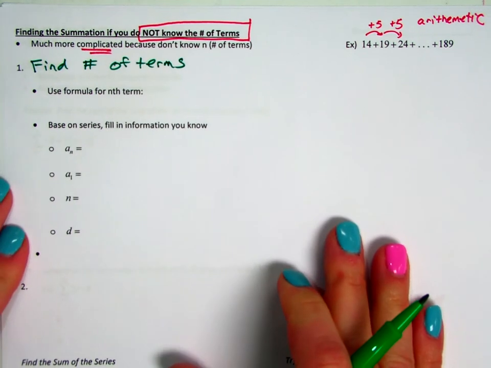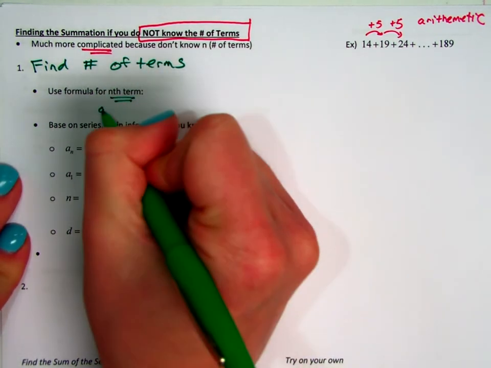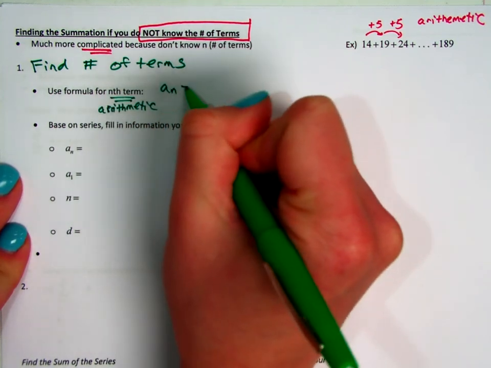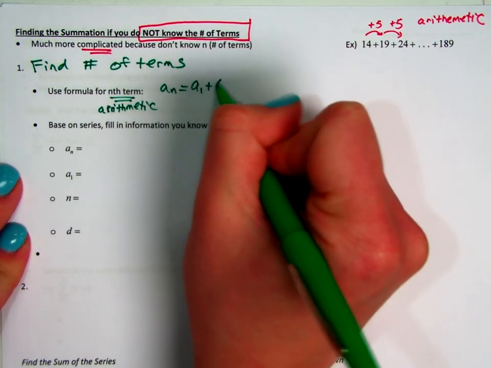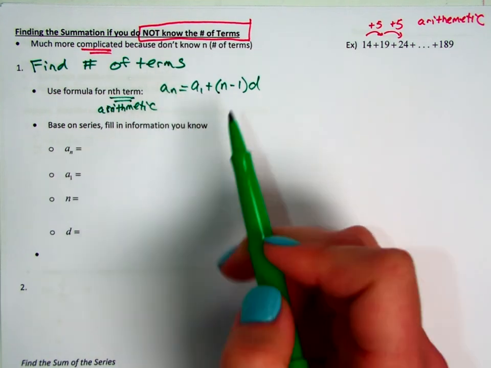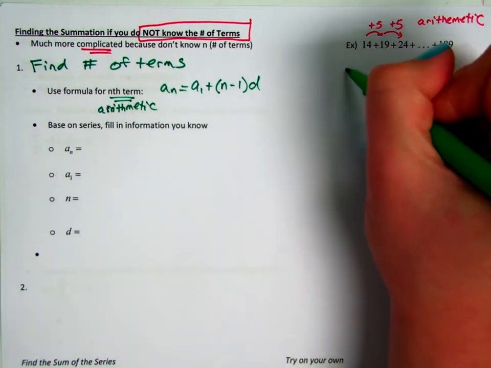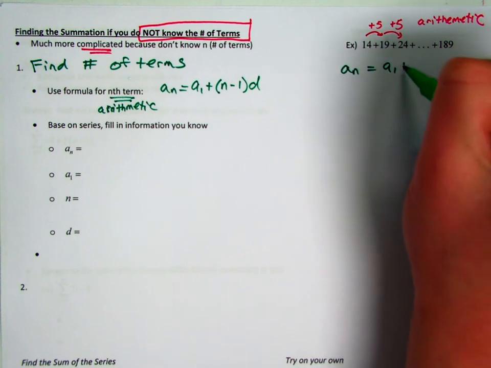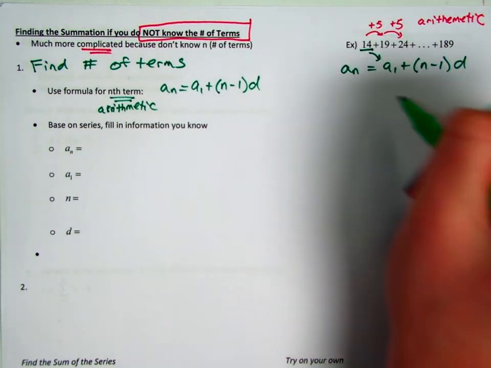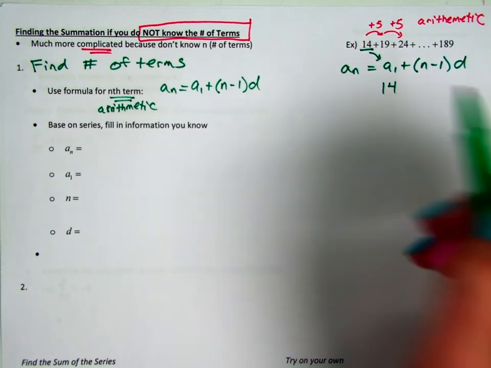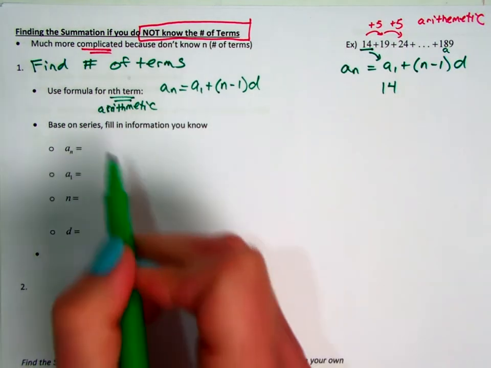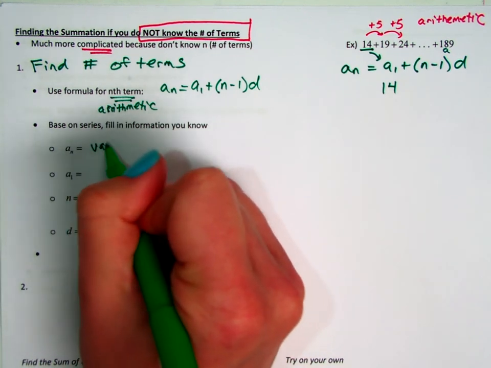The way that we find the number of terms is we use the nth term formula for the arithmetic sequence, which was from yesterday: a sub n equals a sub 1 plus n minus 1 times d. So we're going to use this formula to help us figure out how many terms there are. Well, I know my first term is 14, so that can go in that place. I know what my last term is. My last term is 189. So a sub n should be the value of your last term.